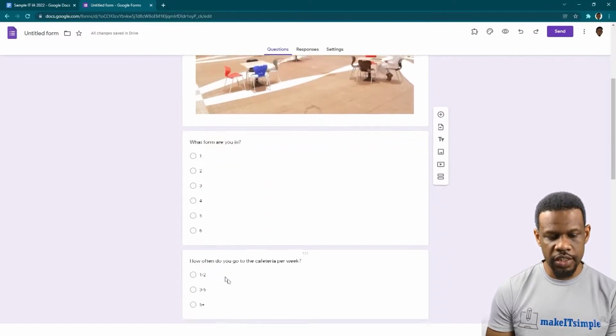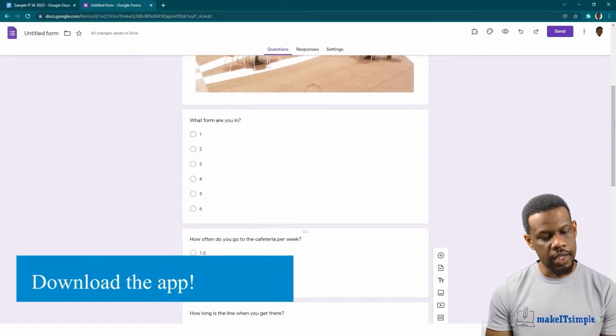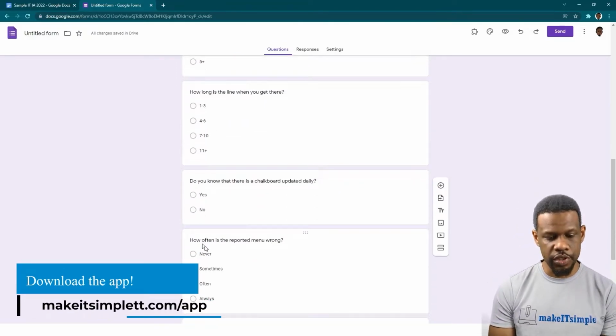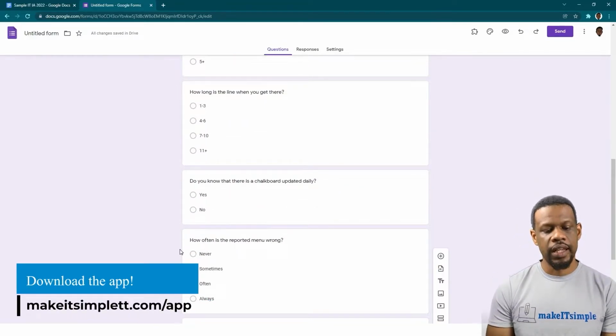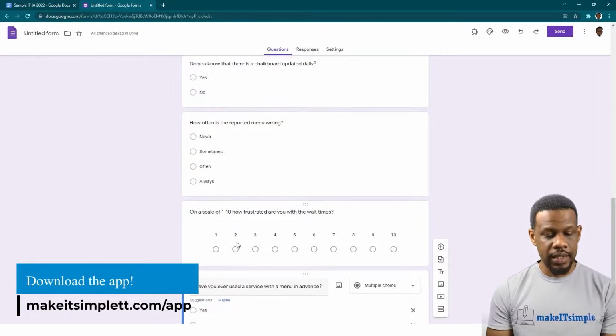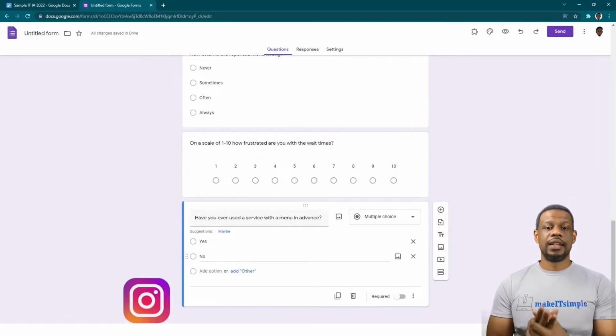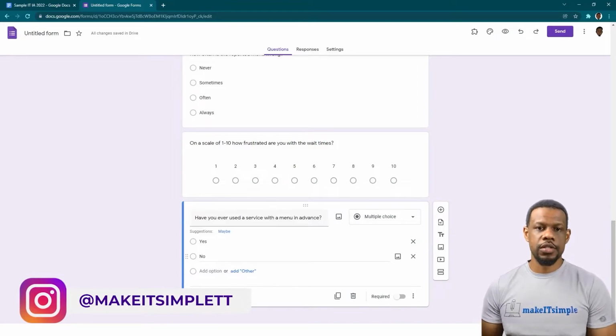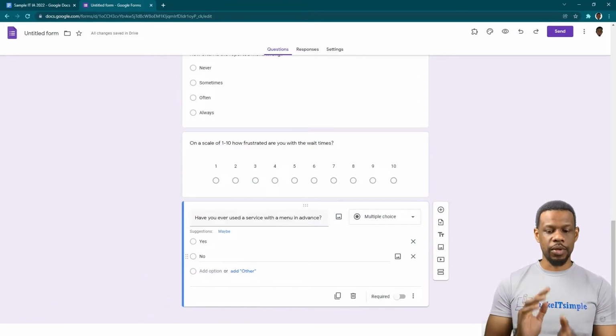What form are you in? There's a multiple choice, there's multiple choice again, more multiple choice. Questionnaires are very multiple choice driven. There's a yes or no, there's a never, sometimes, always, often, and there's a scale of 1 to 10, and then there's a next yes or no. Now these are standard things for multiple choice for questionnaires because you want them to be quick and easy.